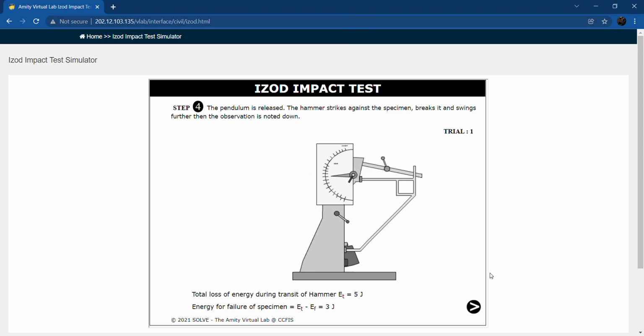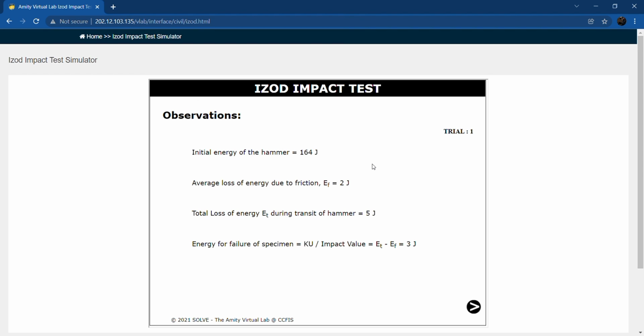This is trial 1. So the observation that we got for trial 1 is that the initial energy of the hammer is 164 joule. The average loss of energy due to friction EF is 2 joule. The total loss of energy ET during transit of hammer is 5 joule, and the energy for failure of specimen, KU impact value, equals ET minus EF equals 3 joule.